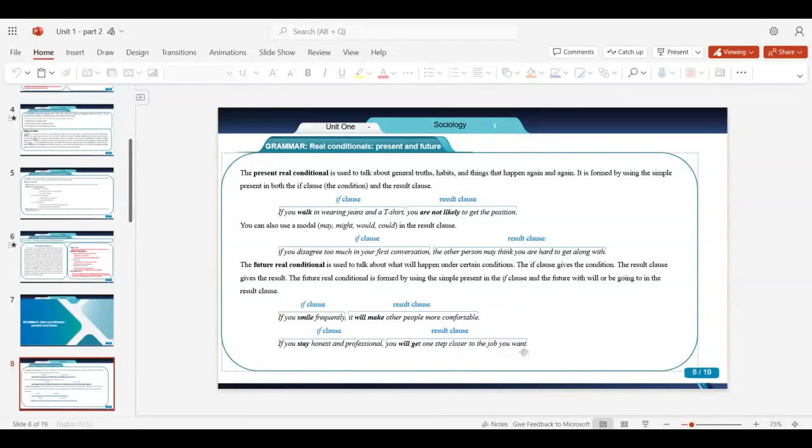You see here the difference between the present real conditional and the future real conditional. In the present real conditional, in the if clause we have the simple present tense, and in the result clause we have the simple present, and sometimes we use modals, may, might, would, could. In the future real conditional, we use the simple present in the if clause, but in the result clause we use will, to show the future and make it clearer. So hopefully you get it.